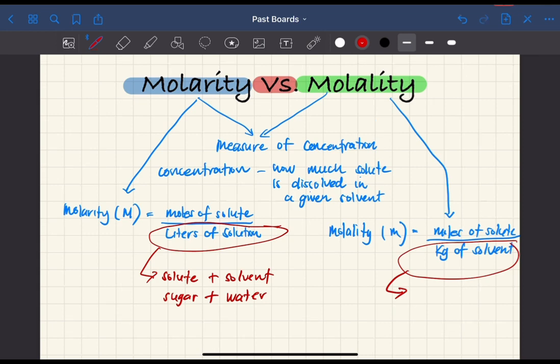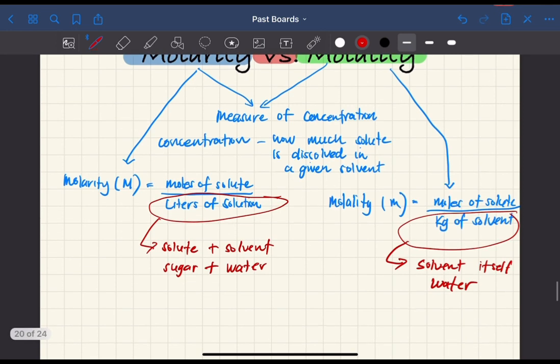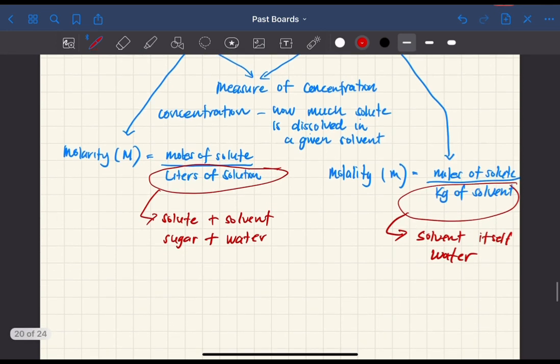While in molality, kilograms of solvent implies mass. So it is the solvent itself, the mass of solvent itself. So if you mix sugar and water, it is only referring to water. So the kilogram of solvent is only referring to water. So I hope their differences are clear.